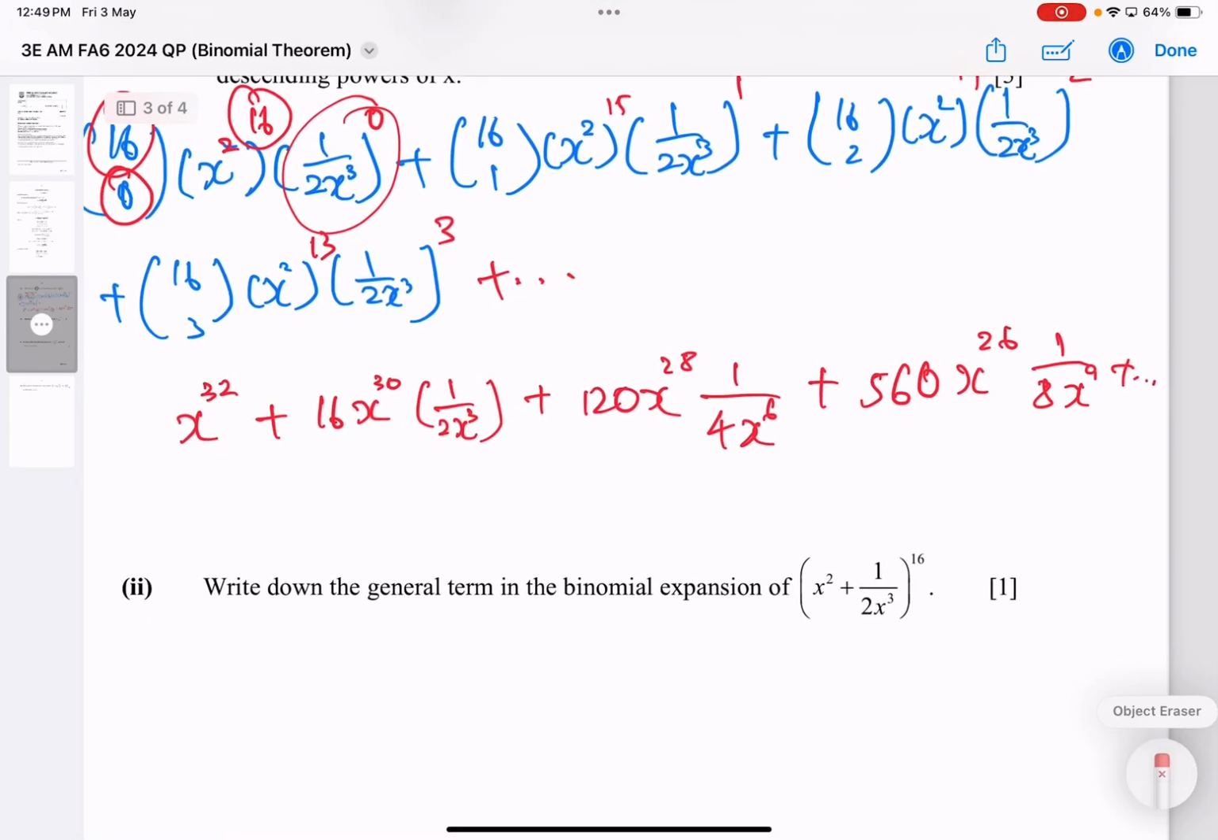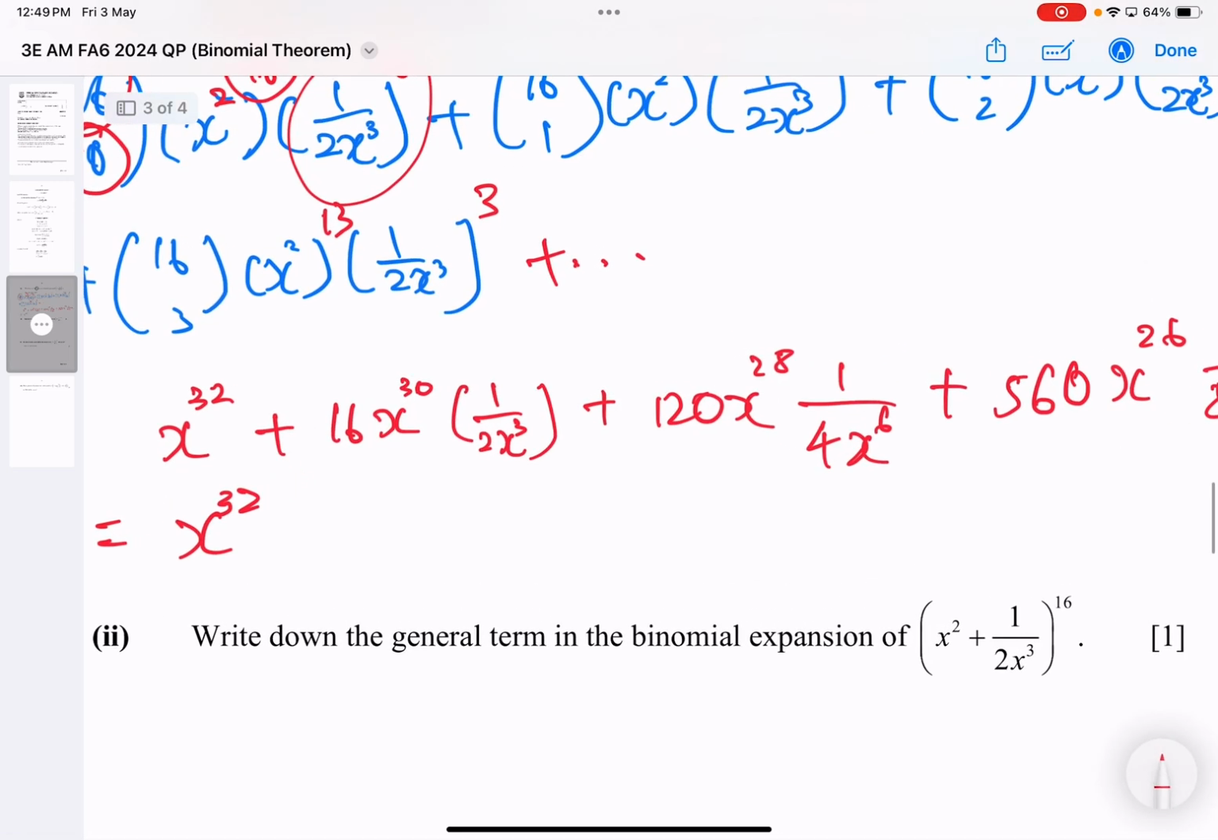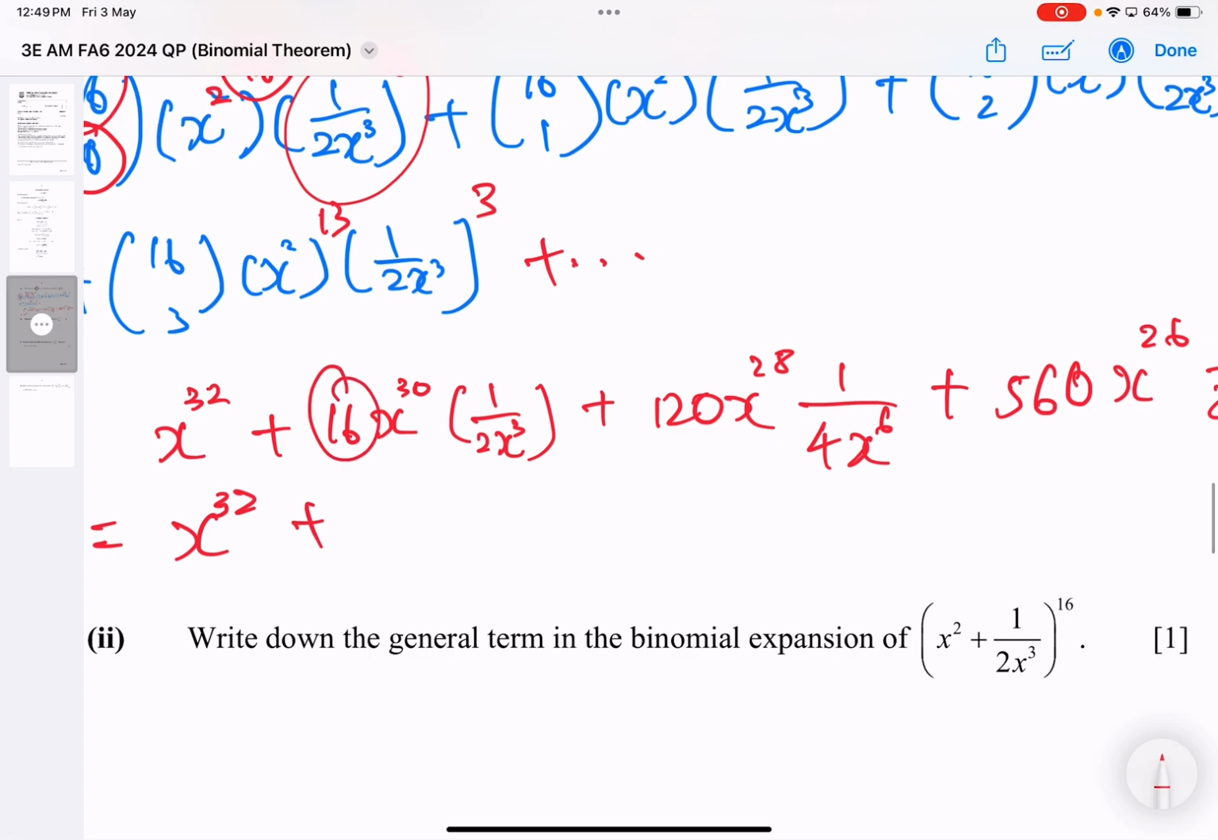Recording now. Now, don't leave your answer like this. You have to simplify it. Okay? So how do you simplify it? This one tests your indices. Okay, so x to the power of 32 plus 16 divided by 2, that gives me 8. X to the power of 30 divided by x to the power of 3. So means the powers will subtract. So you're going to get x to the power of 27.